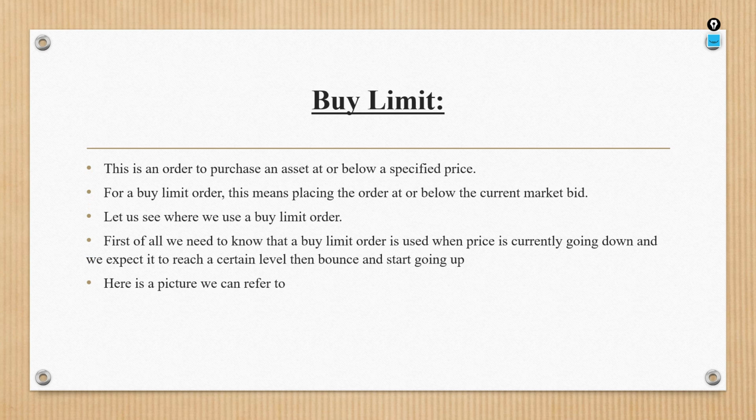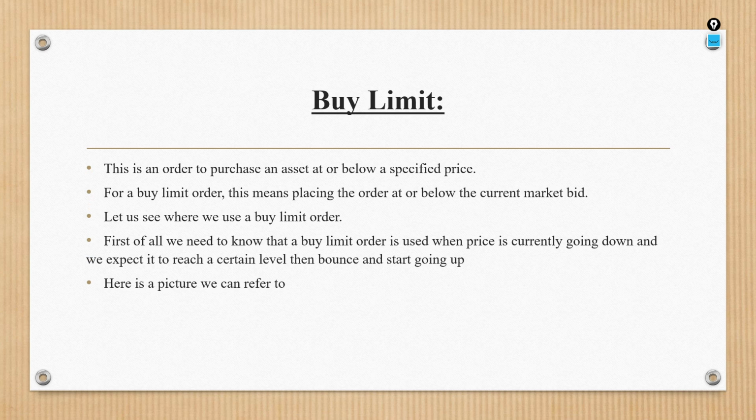So a buy limit. What is a buy limit order? This is an order to purchase an asset at or below a specified price. So we have a situation whereby if price has been going down and you want to buy it at a later price, and maybe you won't be around, you'll be busy, you can simply set what we call a buy limit. So let us see where we use a buy limit.